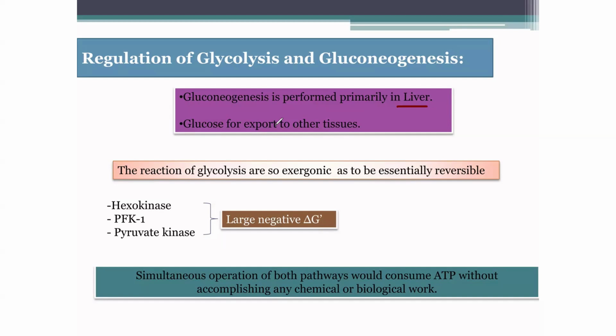The key enzymes in glycolysis are hexokinase, phosphofructokinase 1, and pyruvate kinase. These are the three key regulatory enzymes found in glycolysis. And they have large negative delta G. And that is to tell us that the reaction is feasible.